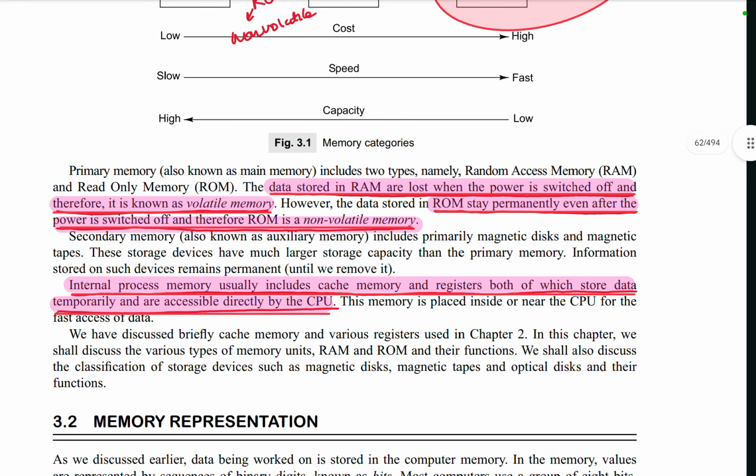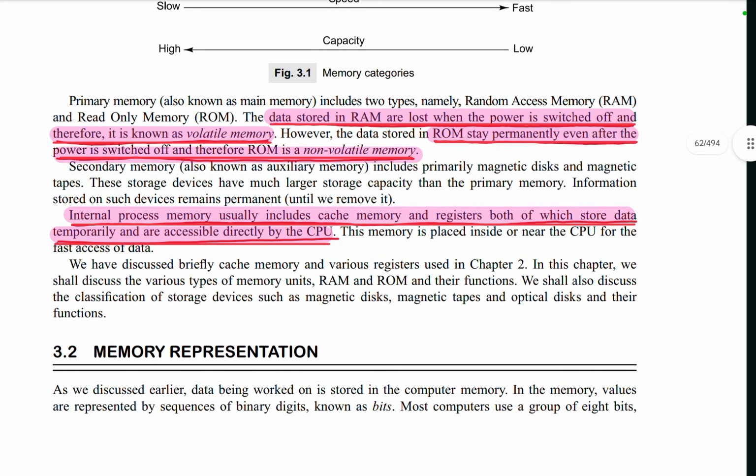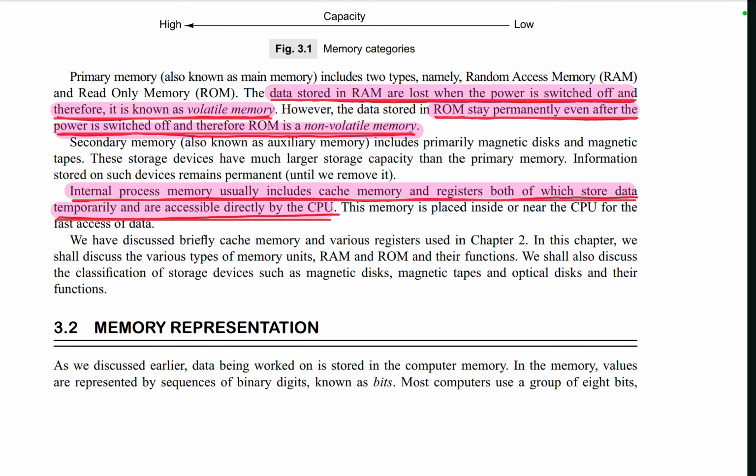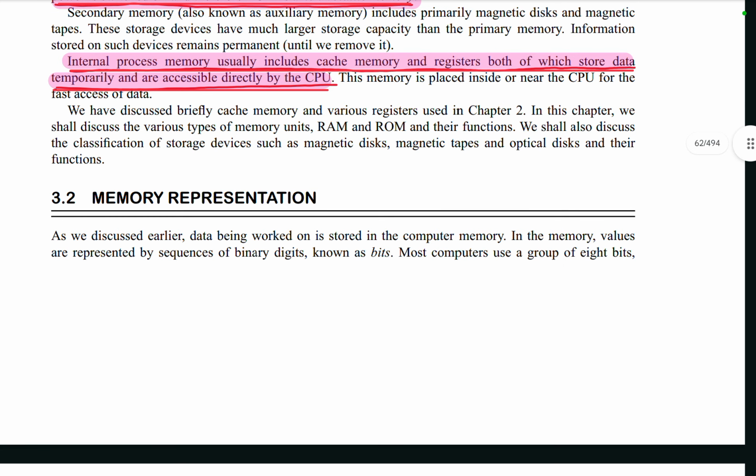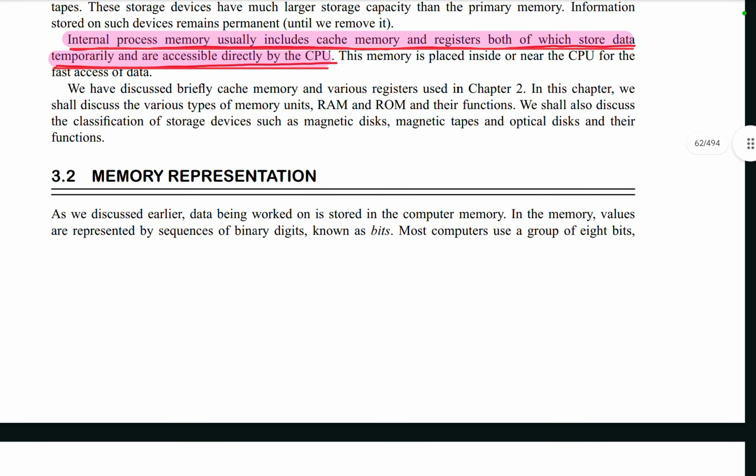Data stored in RAM is lost when the power is switched off, and therefore it is known as volatile. ROM stays permanently even after the power is switched off, and therefore ROM is non-volatile memory because ROM is permanent. Internal processor memory usually includes cache memory and registers, both of which store data temporarily and are accessible directly by the CPU.